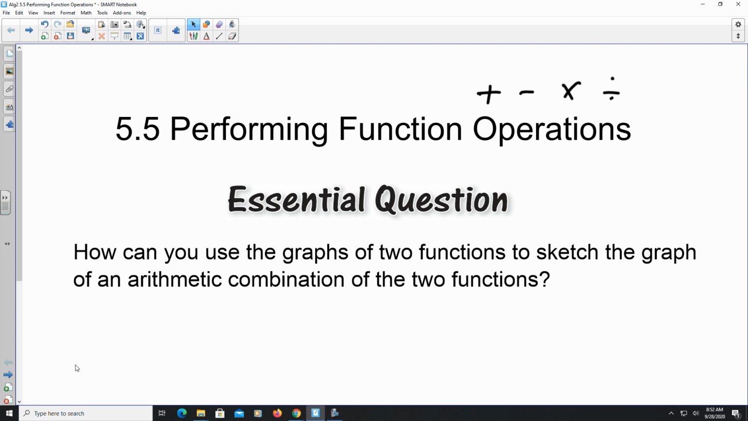Remember all the rules of exponents, all the rules of radicals, and the rules of variables come into play. So we've got to make sure that those are being taken care of when we answer these types of problems.